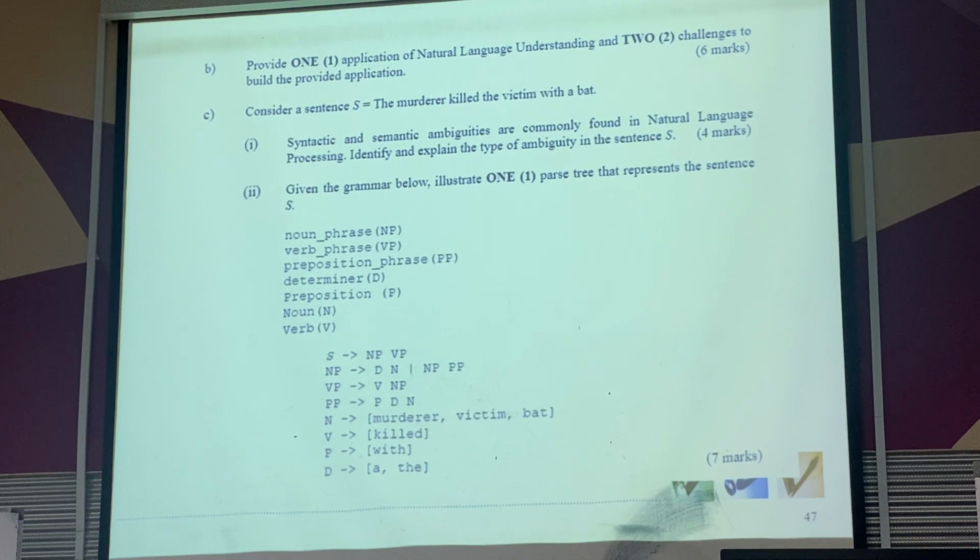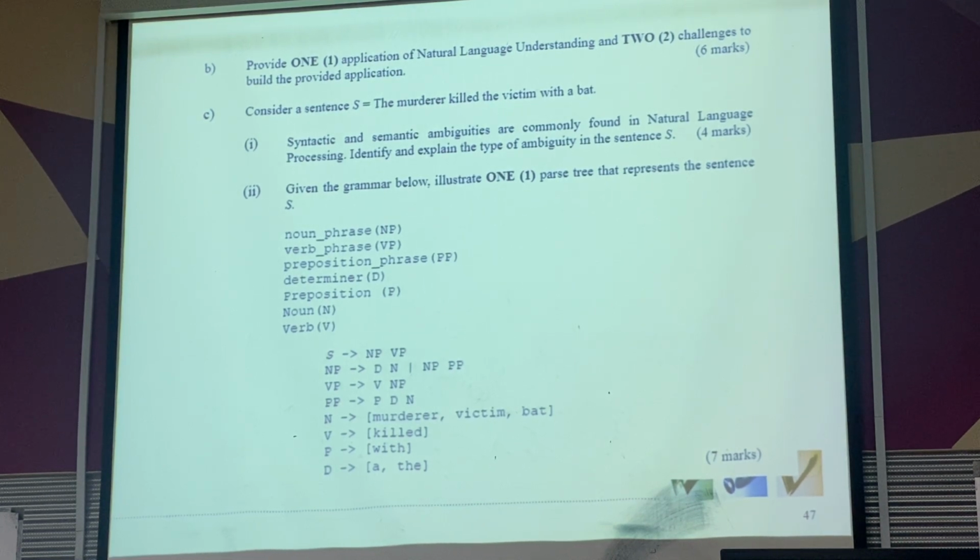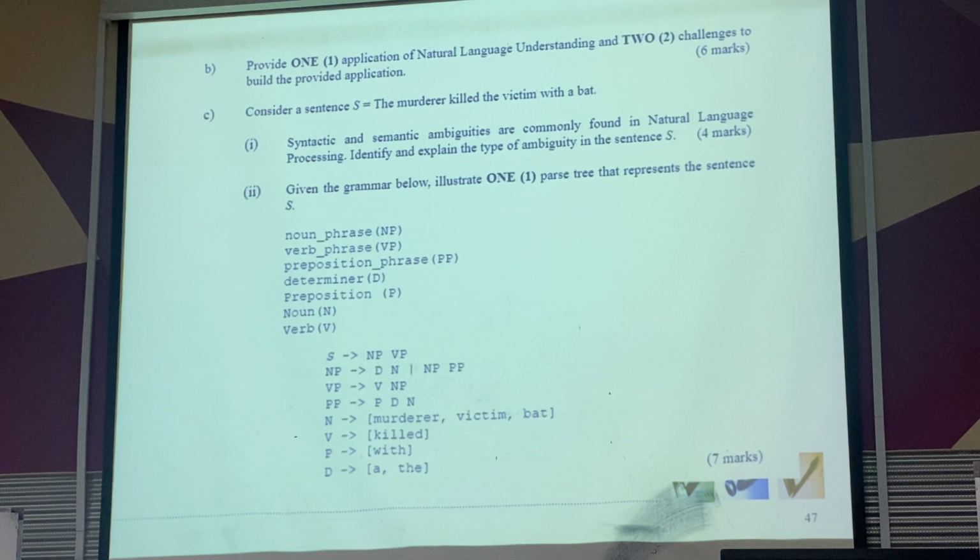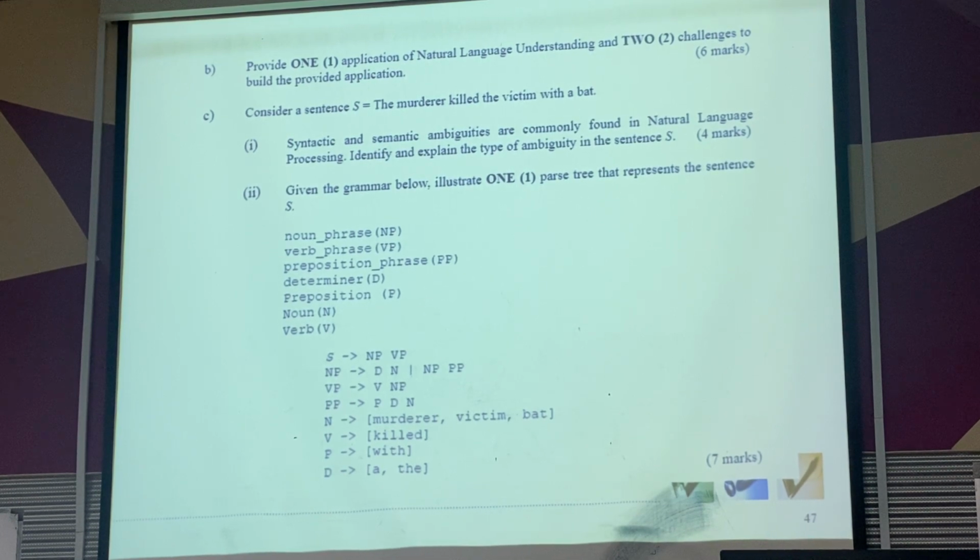How about syntactic ambiguity in this sentence? You don't know yet, or you're not sure? Any syntactical ambiguity in this sentence? Yes, Brandon. Which one? Yes, very good. With the bat. So we are not sure whether the murderer is with the bat or the victim is with the bat, right? Then yeah, 4 marks.